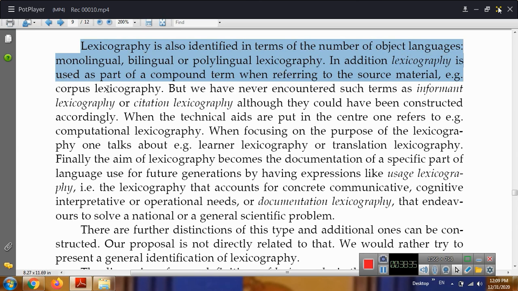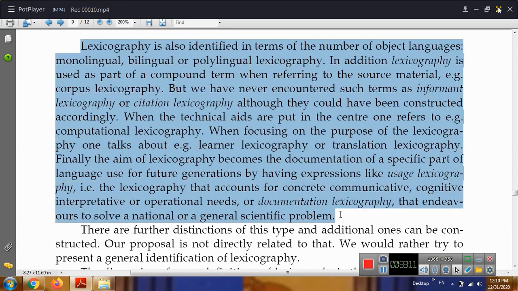In addition, lexicography is used as a part of a compound term when referring to the source material, like corpus lexicography. But we have never encountered such terms as informant lexicography or citation lexicography. Also, they could have been constructed accordingly. When the technical aids are put in the center, one refers to computational lexicography. When focusing on the purpose of lexicography, one talks about learner lexicography. This paragraph is important because you can see some types of lexicography according to their goal.